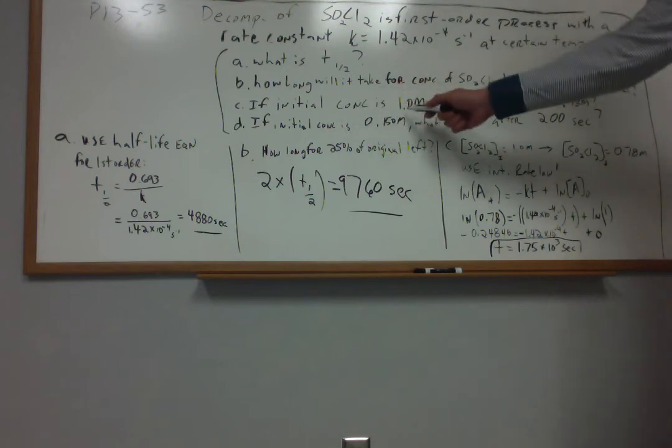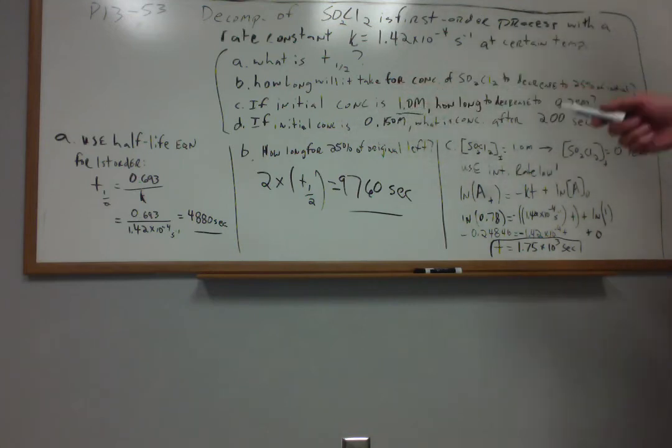If the initial concentration of the substance is 1 molar, how long is it going to take to decrease to 0.78 molar? So this is our final concentration. This is our initial concentration. So this is kind of a prototypical integrated rate law type of question. You're given a couple of measurements or values. You plug them in and use the integrated rate law to solve for T, the time required.